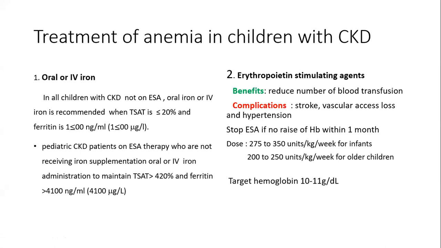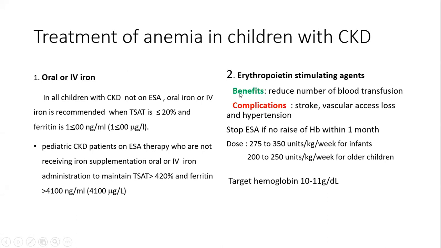For pediatric chronic kidney disease patients on erythropoietin stimulating agent therapy who are not receiving iron supplementation, oral or IV, we do not use it when they have transferrin saturation above 40% and a ferritin level above 1,000 nanograms. One reason is that you increase the risk of hemosiderosis and its complications.